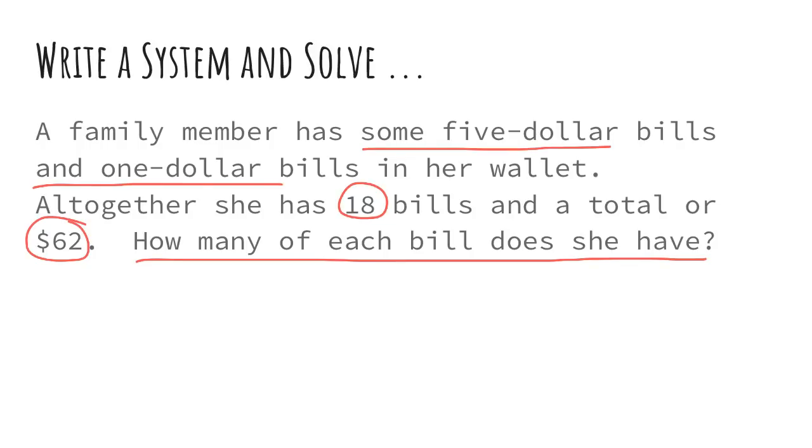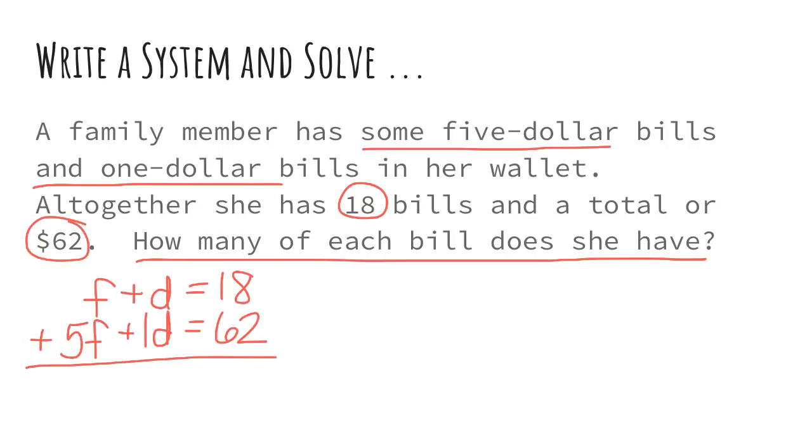So for me, I'm going to say F for $5 bills plus D for dollar bills. There were 18 total bills. Some of them were fivers, some of them were singles, 18 bills. But then when we're talking value, 5 times the number of $5 bills plus 1 times the number of $1 bills had to equal the $62. If I were to add these, nothing would get eliminated. So from here, will you pause me and solve this? Come back when you're ready for checking.